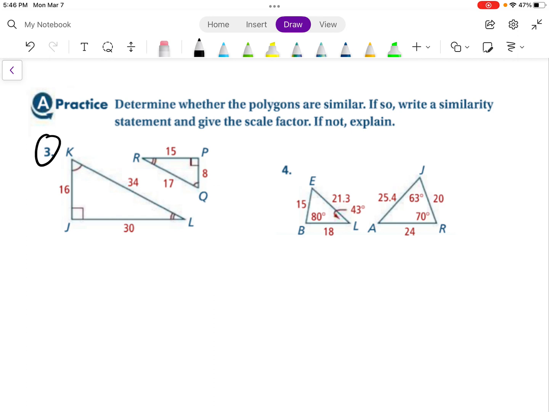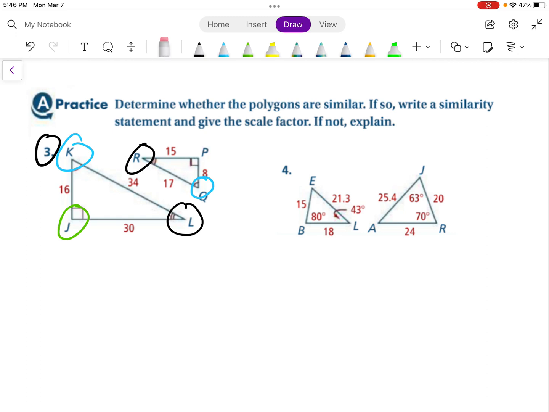Okay, let's just check this. So first of all, we can see that L and R are similar. I'll color code them. And K and Q are similar. And then J and P are both right angles. So number 1 checks off. The corresponding angles are congruent.